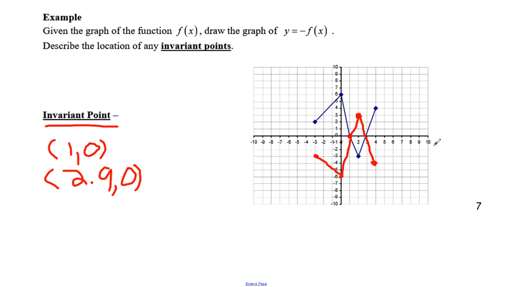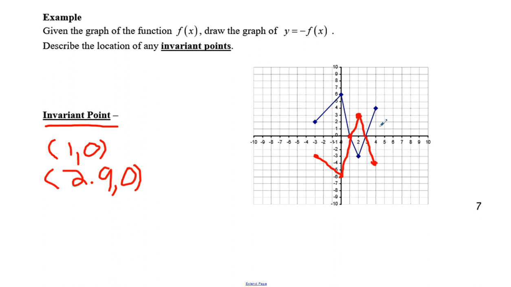Now, I want you to notice, where are the invariant points when you flip over the x-axis? The x-intercepts. How come? Positive y's become negative y's. Negative y's become positive y's. What y's don't change when you put a negative on them? 0. Thus, when you reflect over the x-axis, your invariant points are always the x-intercepts.